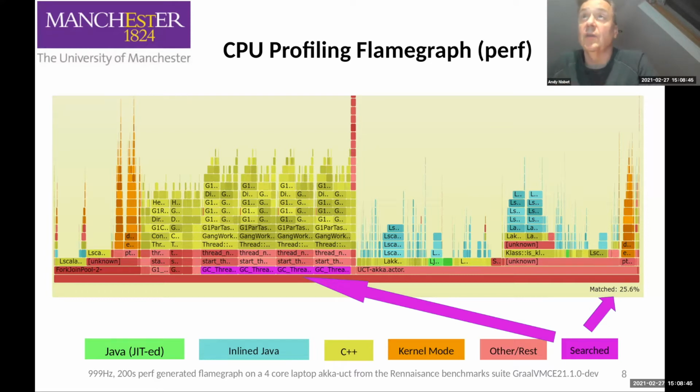On a more positive note, flame graphs can be searched in the browser, and the total contribution of a method is seen and highlighted across multiple call stack columns. We can see that GC thread activity was significant for this benchmark.